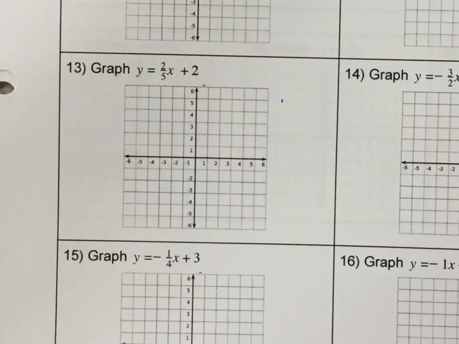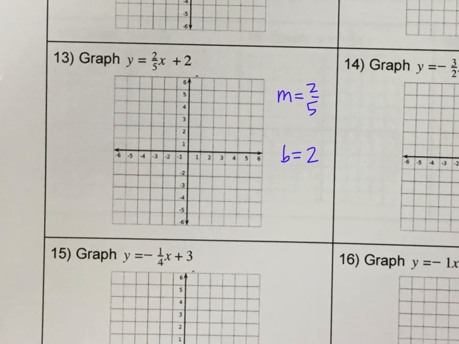Number 13. My m will be 2 over 5. My b will be a 2. We always start with the b on the 2. And the m says from there I need to rise 2, 1, 2, and run 5. It's all positive. 1, 2, 3, 4, 5. Draw a line.